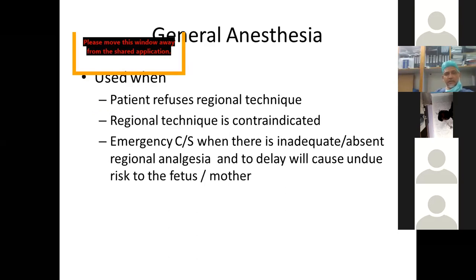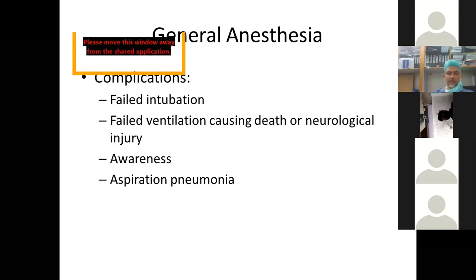General anesthesia is used when the patient refuses a regional technique, or when the regional technique is contraindicated, for example coagulopathy or local sepsis, and in emergency C-section where there's not much time to wait for the effect. Complications: failed intubation, failed ventilation, awareness, aspiration, pneumonia. That is why regional techniques are preferred, and general anesthesia is used when they are contraindicated or there are problems with them. But we have to consider all these problems for a safe outcome.